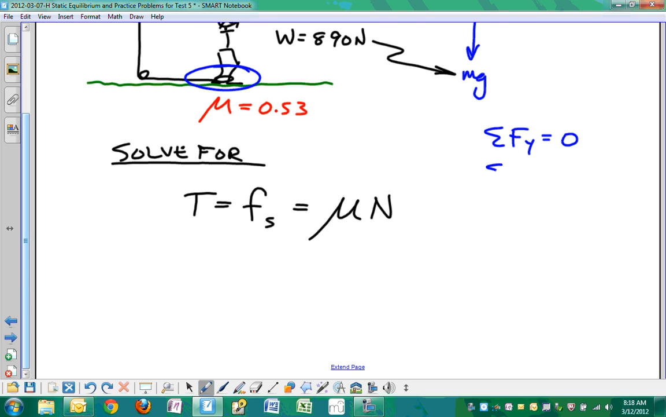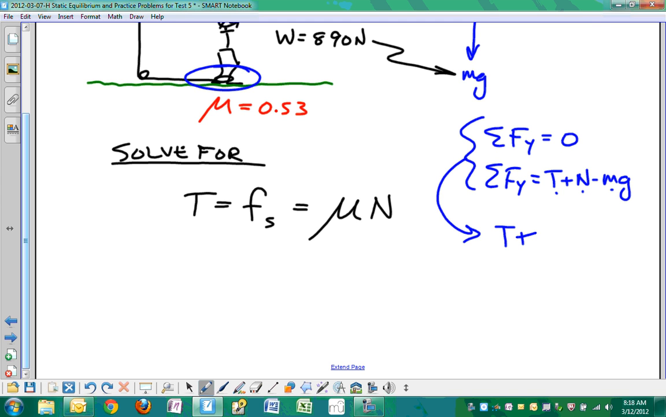So net force in the y direction is equal to T plus N minus mg. Tension and normal force acting upward, negative mg acting downward. So let's just set it all equal to 0 and we'll do it step by step. T plus N is equal to mg. You guys okay with that? All right. So normal force is going to be equal to mg minus tension.